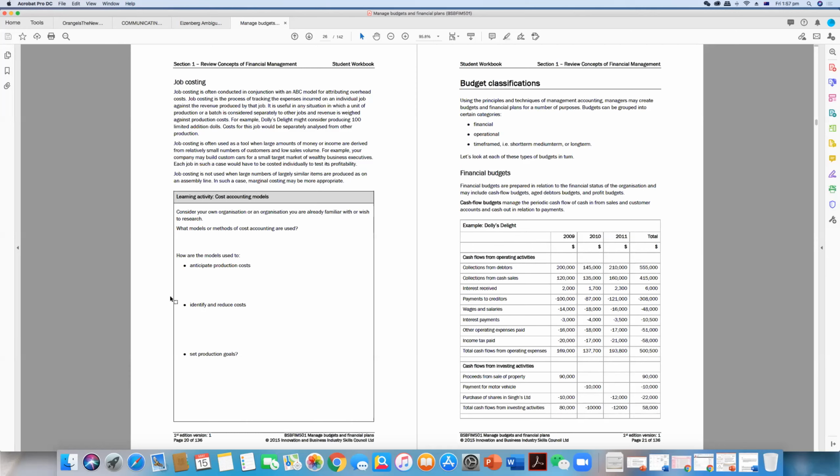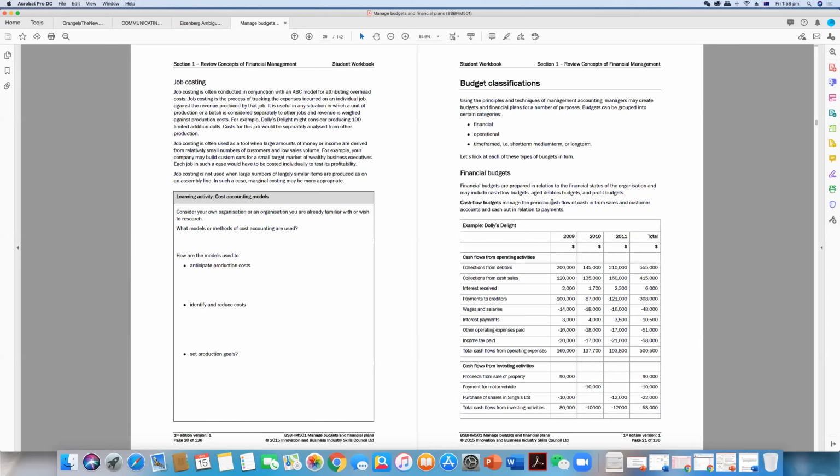And for the budget classifications, we started this morning. There are three categories: financial budget, operational budget, and time frame budget, short term, medium term, long term. So financial budget is about the financial status of the organization, which may include cash flow budget, aged debtor budget, and profit budget.